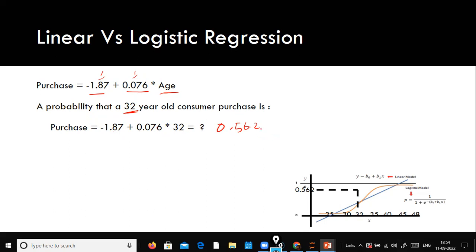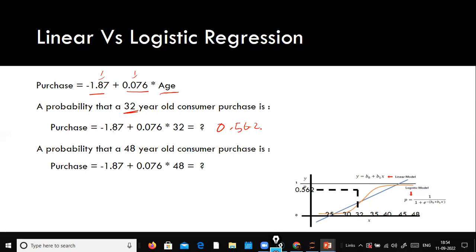Good. Next, he asks another question: what is the probability that a 48-year-old customer is going to purchase from us? The intercept and slope still remain the same. The only thing is that 48 needs to be plugged in here. If you solve this, what will you get? You will get 1.778. This is something wrong. This value is not falling between 0 and 1, because a probability value should fall between 0 and 1.